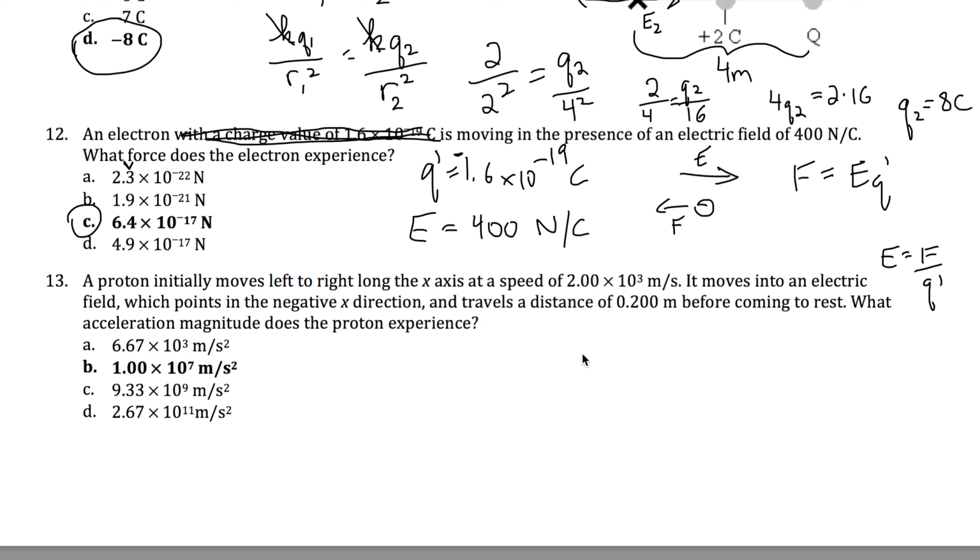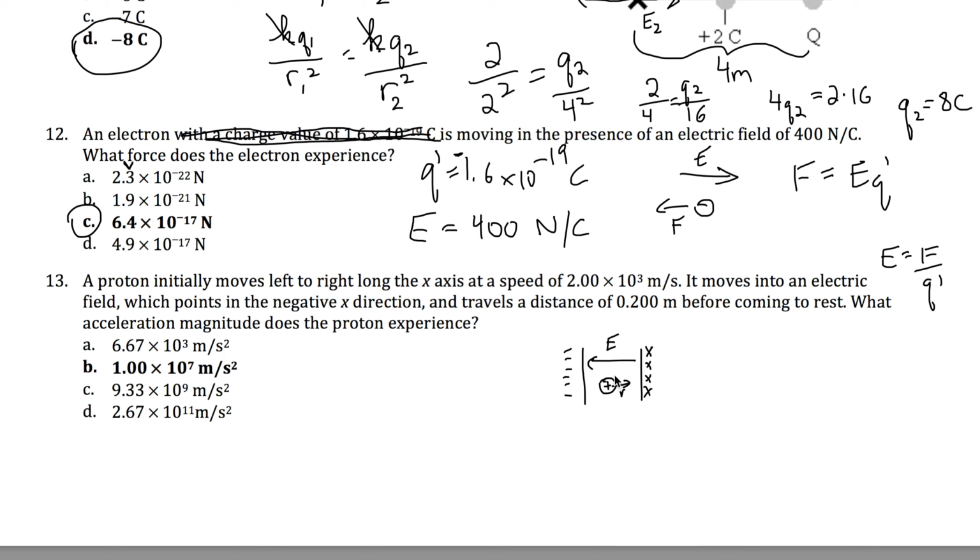First thing we want to do is visualize this. It says the electric field points in a negative x direction. So if the electric field points this way, then I like to visualize this as a positive plate and this is a negative plate, because the electric field between those two plates would point to the left. And then it says that the proton is initially moving to the right. But we know that it wants to move to the left.